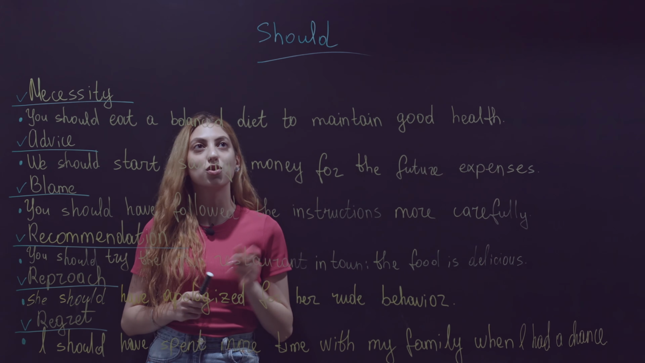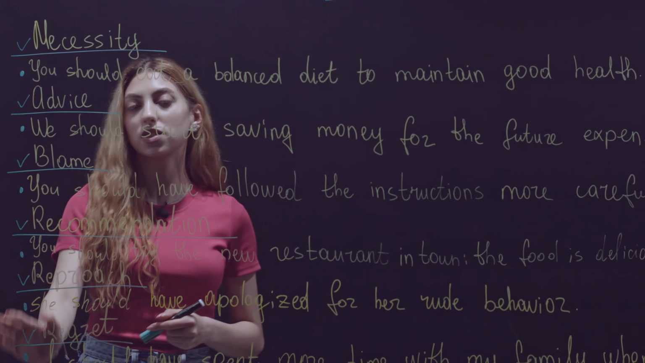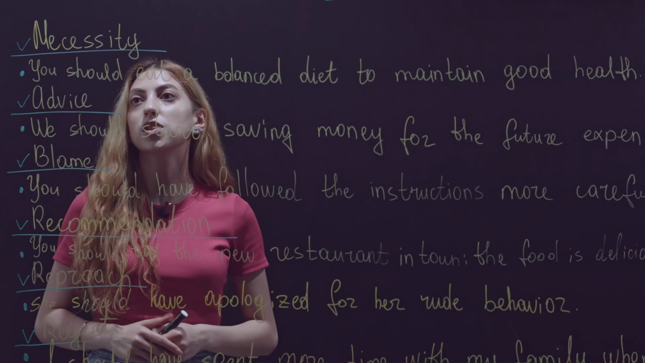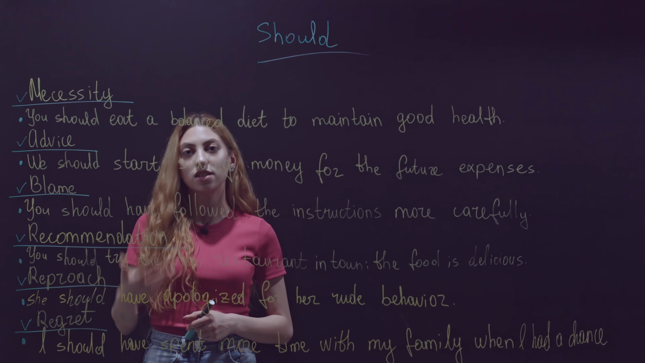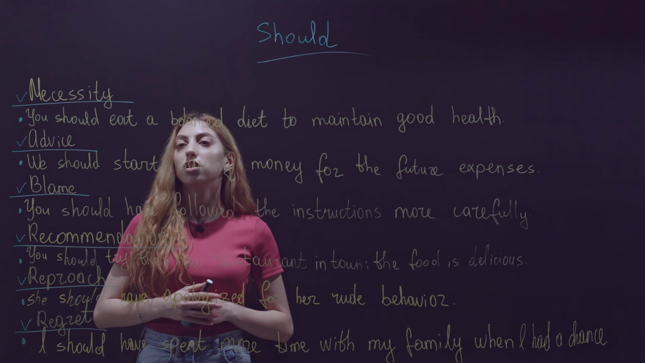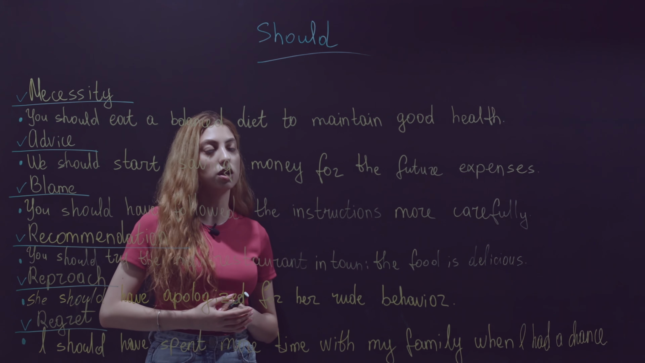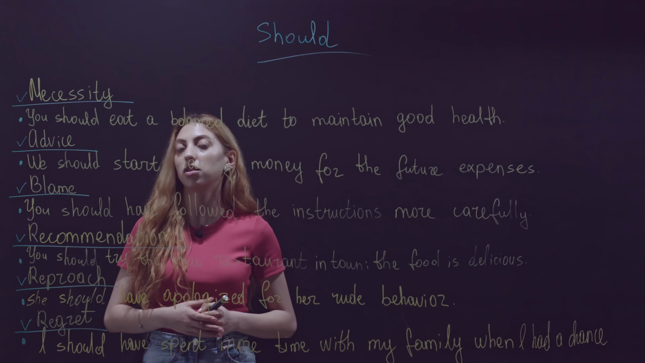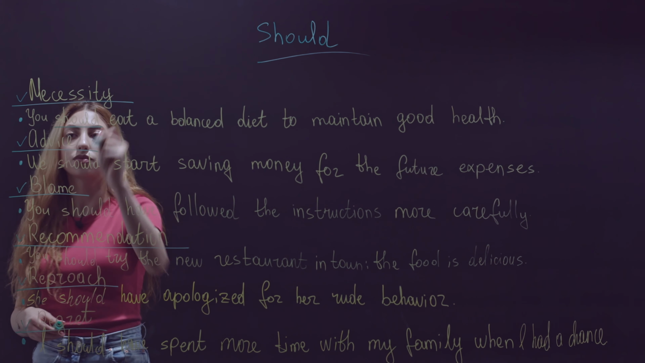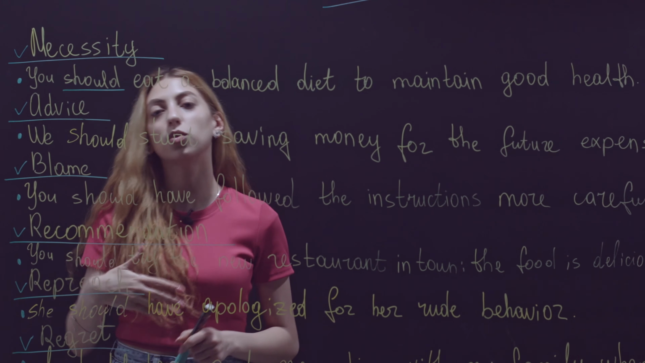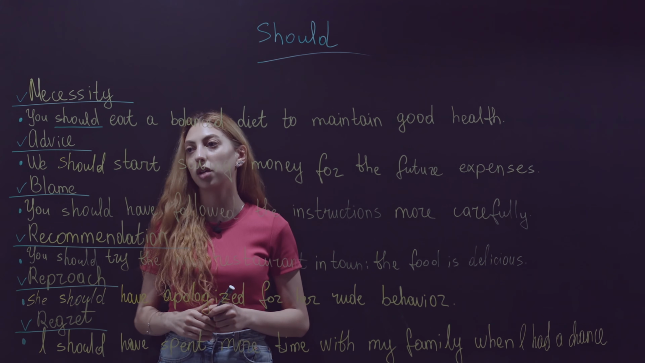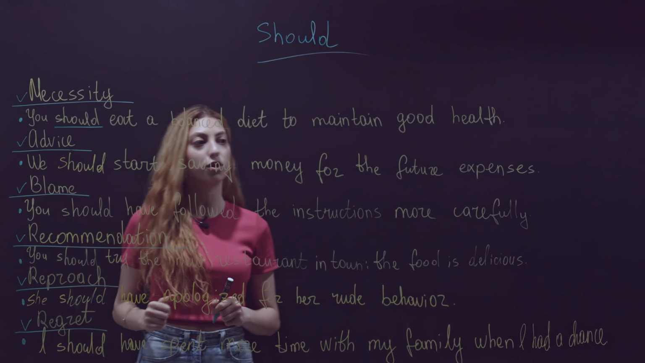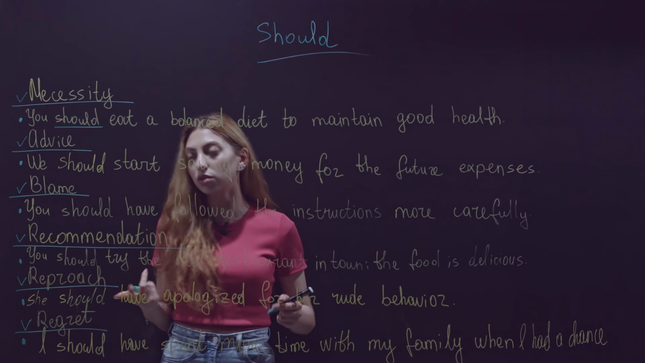Well guys, next one is should. So here are all 6 cases where we can use should. First one, when we want to talk about some action which is necessary to do. Example, you should eat a balanced diet to maintain your good health. It will be better if you do that, so you should. Next one is advice. When you want to give someone a piece of advice, you can use also should as well. We should start saving money for the future expenses. We should do that.